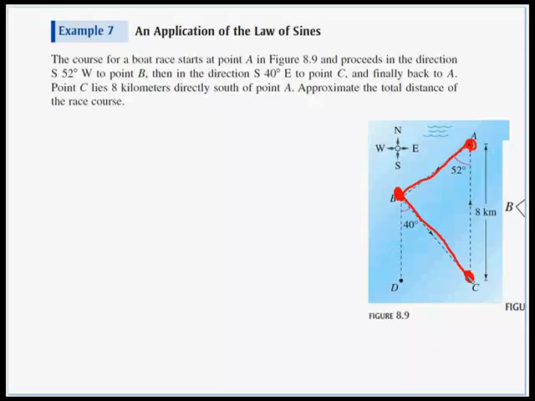Once we're at point C, we turn right back to A, and we head back to where we started. We're also told point C lies 8 kilometers directly south of A. So here's point A, directly south is point C, and this is 8 kilometers. Approximate the total distance of the race. So what are they asking us to find? The total distance of the race. We're starting at A, we go to B, we change course, we come down to C, we change course, we head back to A. What do they want us to find? They want us to find the perimeter of the triangle.